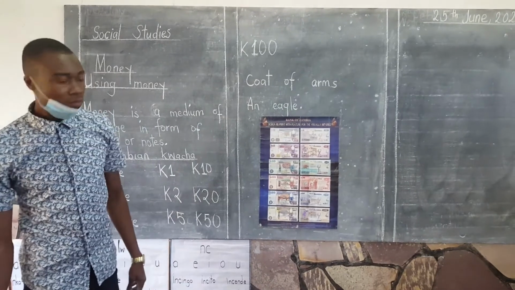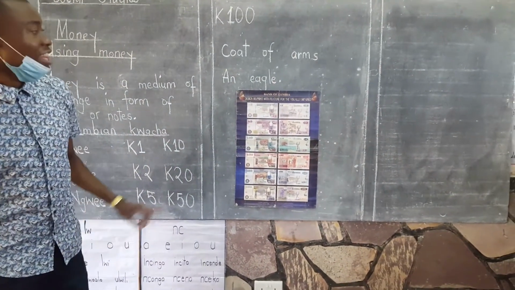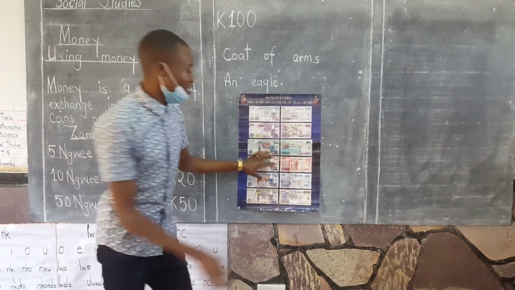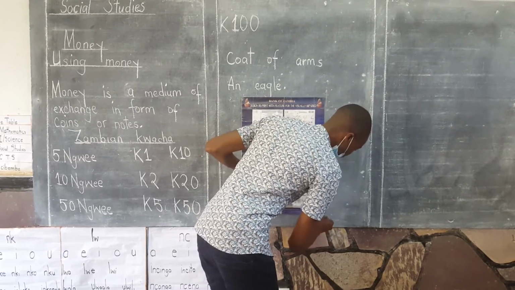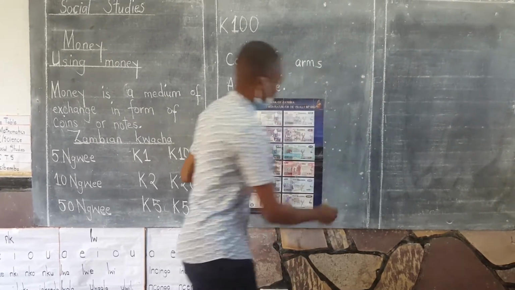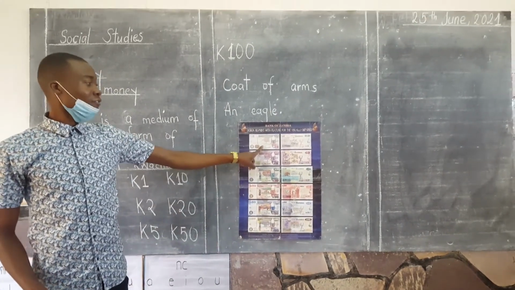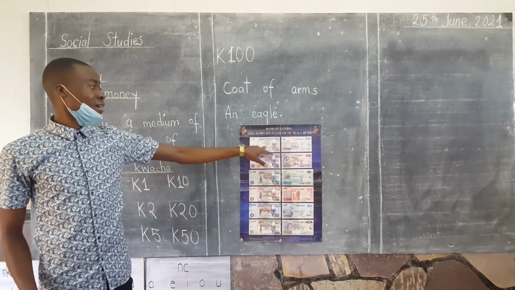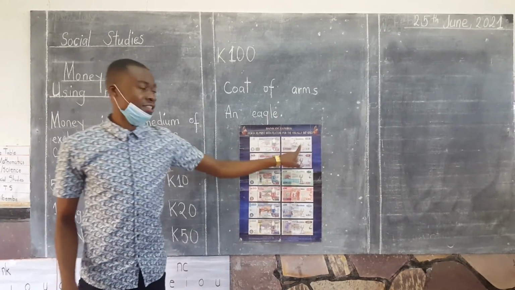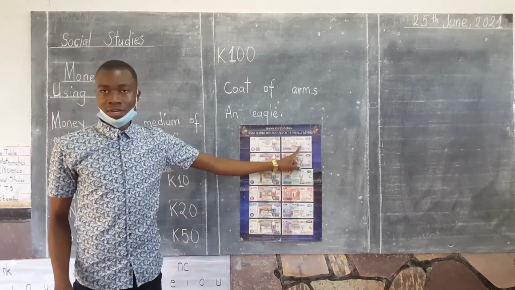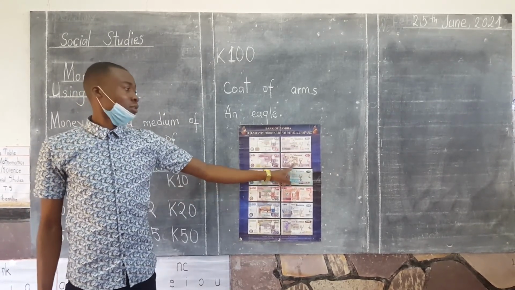Okay, so these are some of the coins, the notes that are used in Zambia. We have a 2 kwacha. This is the front part of a 2 kwacha. This is the back side of a 2 kwacha. Then we have a 5 kwacha. We also have a 5 kwacha.